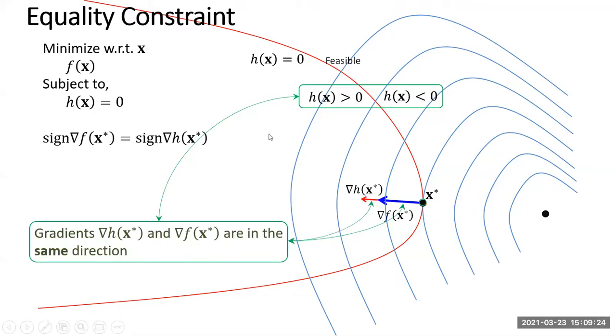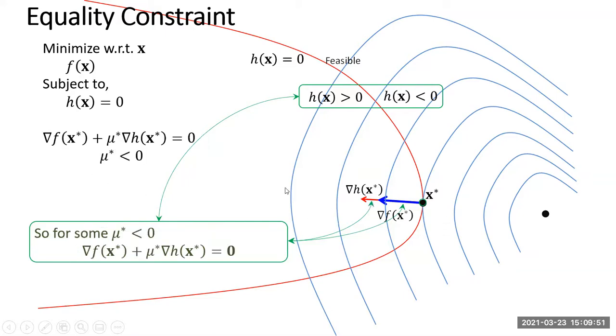Okay, now, on the other hand, if this were the situation, this side were greater than or equal to 0, this side were h of x less than 0, so the gradient of h is now pointing in the same direction as the gradient of f. The red arrow and blue arrow point in the same direction. So in this case, we can scale this with some mu star, but mu star must be negative, right? Then they will cancel out.